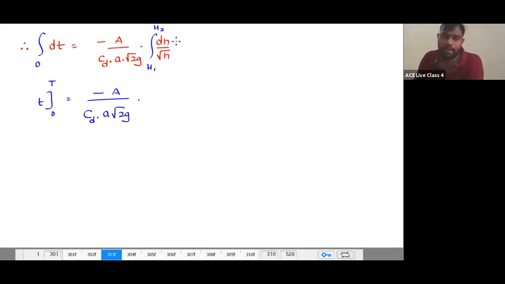So integral of 1 by root H, or H to the power of minus 1 by 2, can I write as H to the power of 1 by 2 by 1 by 2? Because you know that the integral of x to the power of n is x to the power of n plus 1 by n plus 1. Yes or no? 1 by root h means h to the power of minus 1 by 2, so h to the power of minus 1 by 2 plus 1 by minus 1 by 2 plus 1.